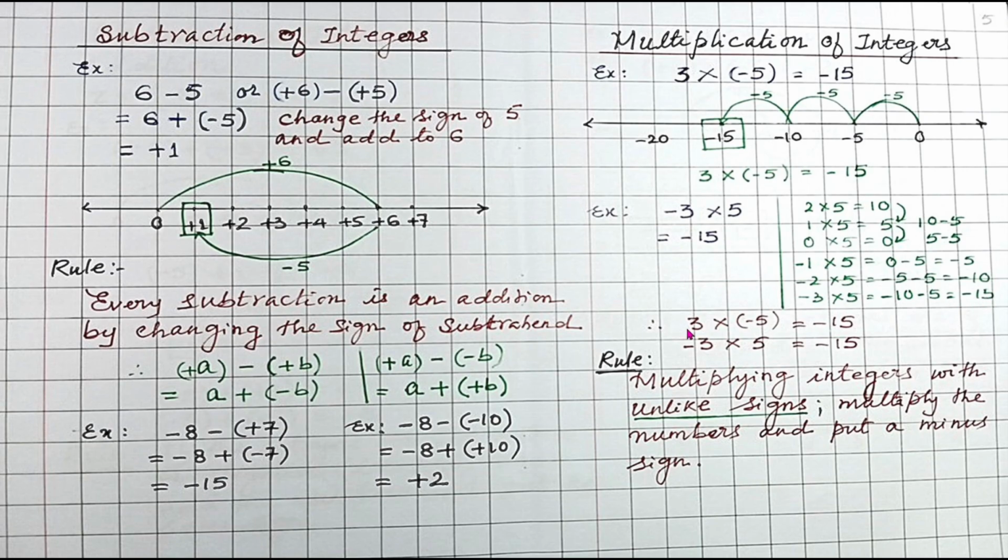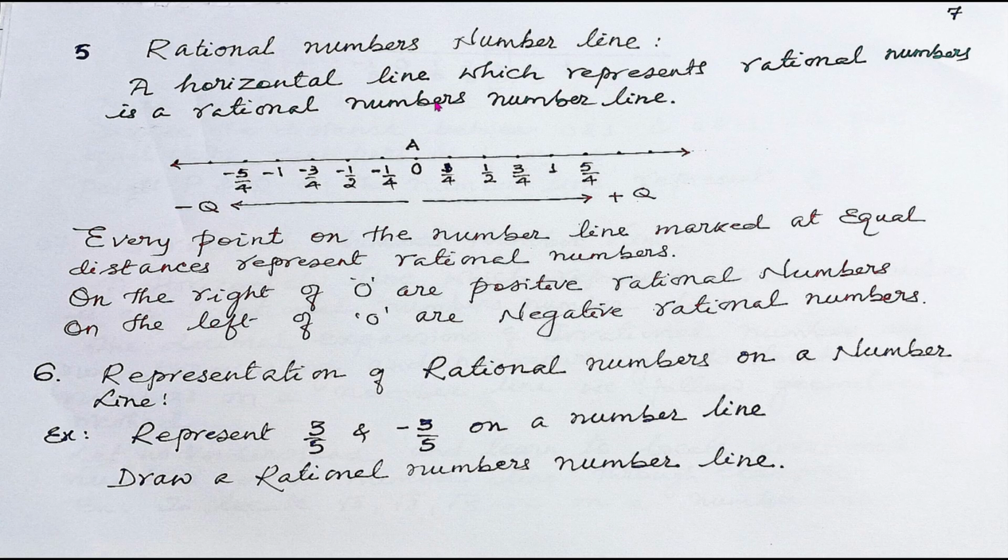So therefore remember, when the signs are unlike, 3 is with positive sign and 5 is with the negative sign. When the signs are unlike, multiply 3 into 5, that is 15, plus into minus is minus sign. Therefore, when the signs are unlike, it is always with a negative sign. Whether 3 into minus 5 is minus 15, or minus 3 into 5 is minus 15. So multiplying integers with unlike signs, multiply the numbers and put a minus sign. Remember that.